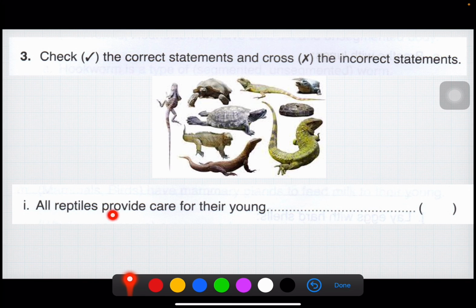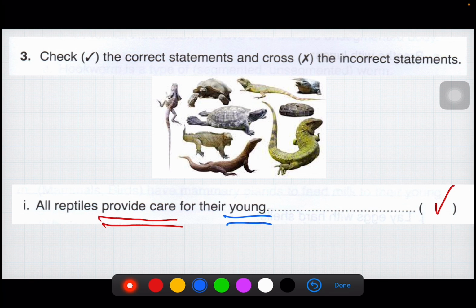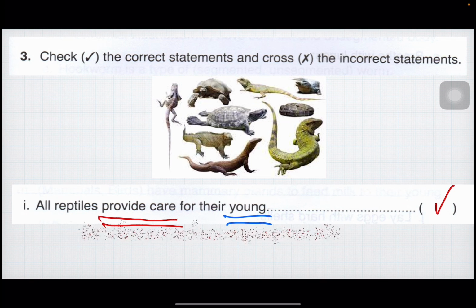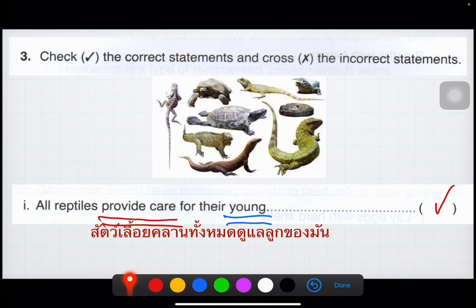All reptiles provide care for their young. Is this correct? Of course, this is correct. Again, let us read: all reptiles provide care for their young.